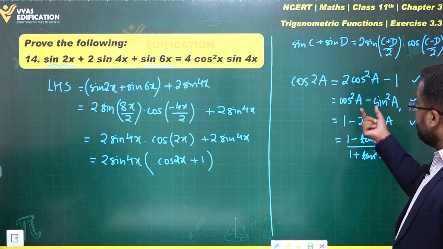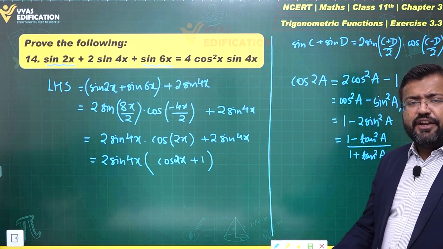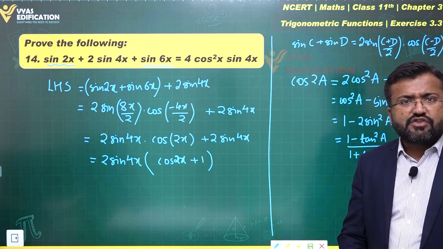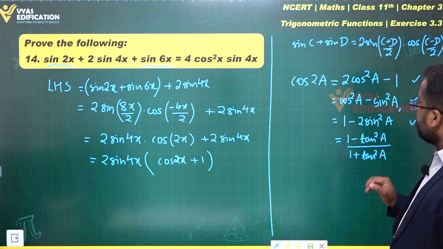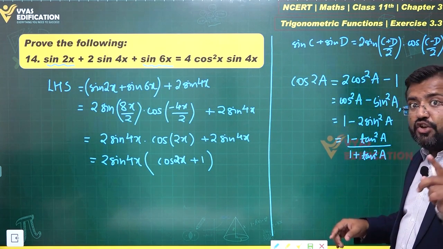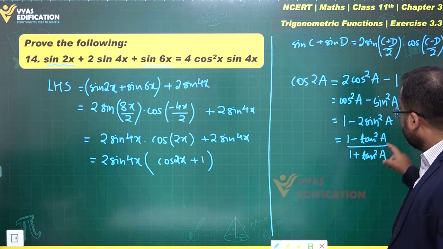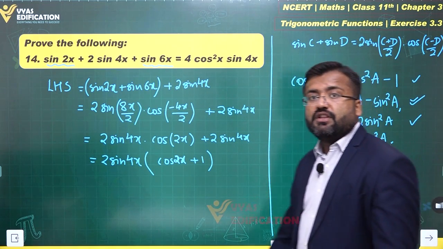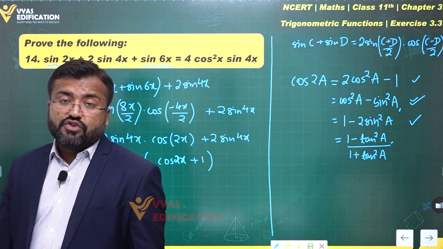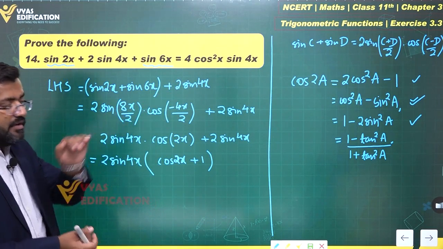And you can divide it with 1. What is 1? In trigonometry, 1 is simply equal to sine square a plus cos square a. So divide this by sine square a plus cos square a, and further in the numerator and denominator, you divide by cos square a and convert in terms of this. This is what you have. So cos 2a can be simplified in any of these forms.